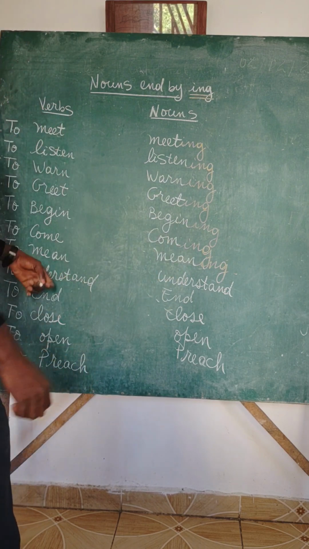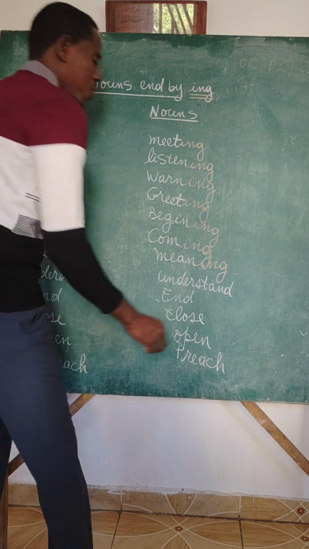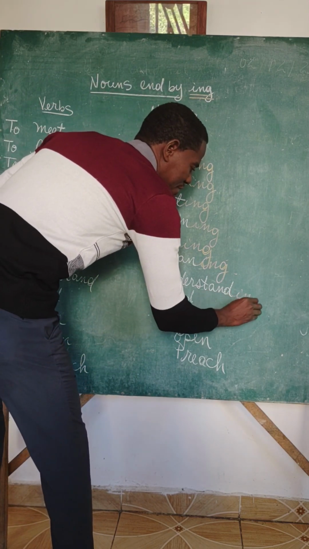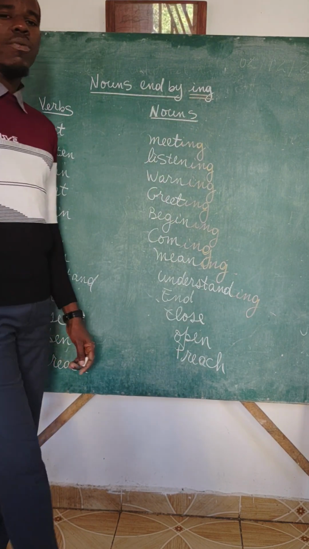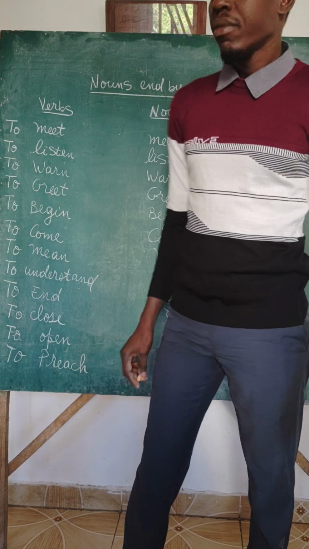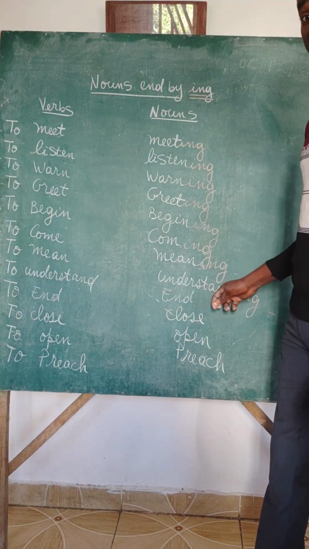Okay? Understand is a verb. Understand. And the noun from understand is understanding. Okay? Good. He didn't really understand what I said. You have to be understanding.